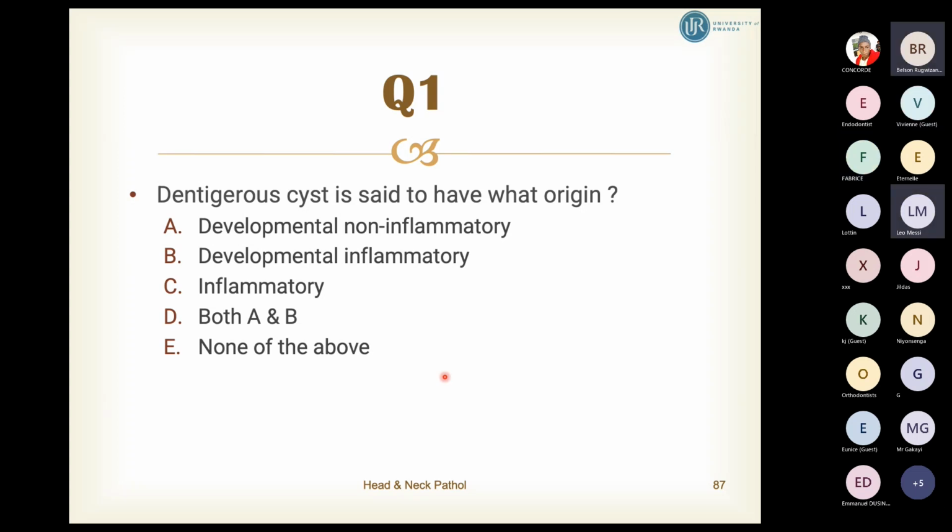Tell us, what is the right answer? B. Yeah. Okay, the answer is A. So it is a developmental issue with the epithelium from which we should have the enamel, but this is not inflammatory.